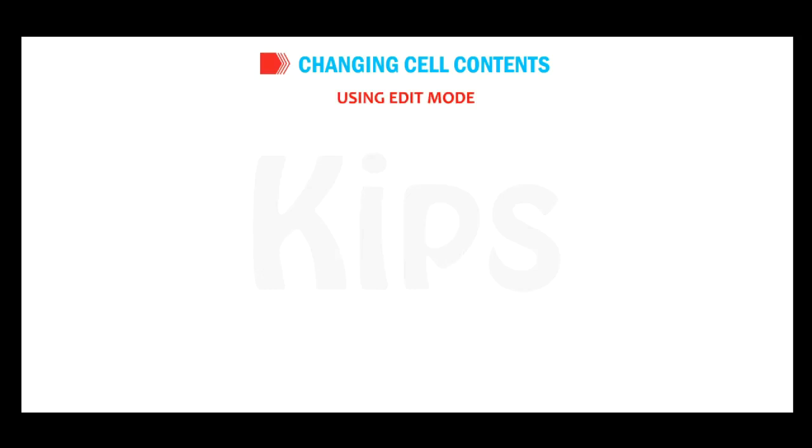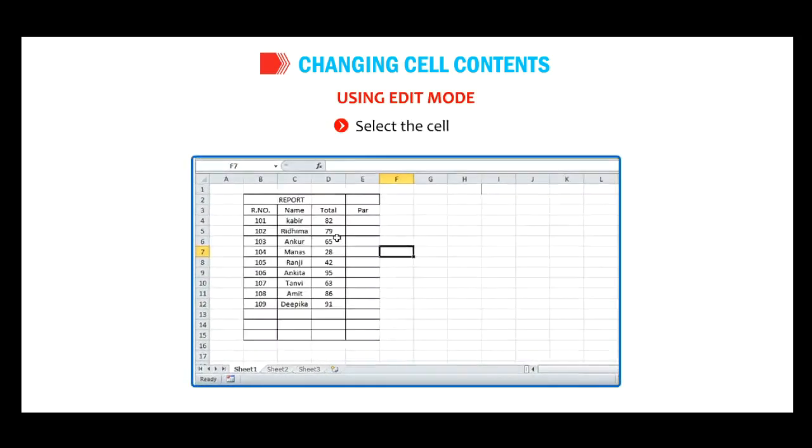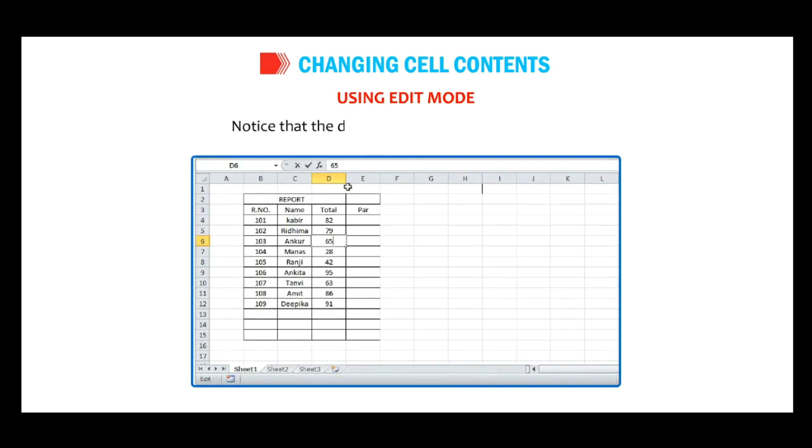Using Edit mode, select the cell D6. Double-click on the cell. Notice that the data is displayed in the formula bar. The insertion point will blink within the cell. Note that the edit mode is indicated on the left side of the status bar. Position the pointer at the desired place and change the contents. Press the Enter key. The changes will be entered in the current cell. Notice the edit mode indicator changing to the Ready mode.